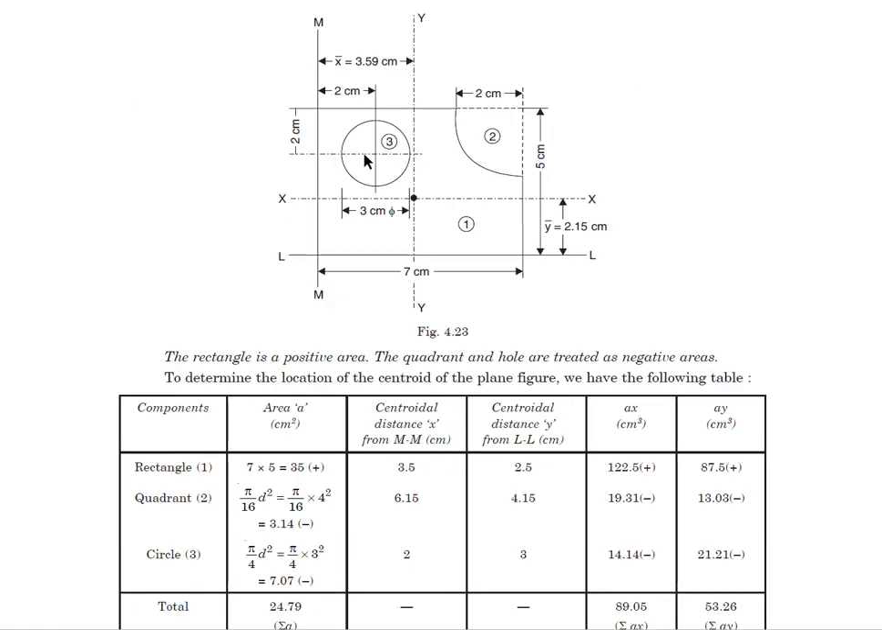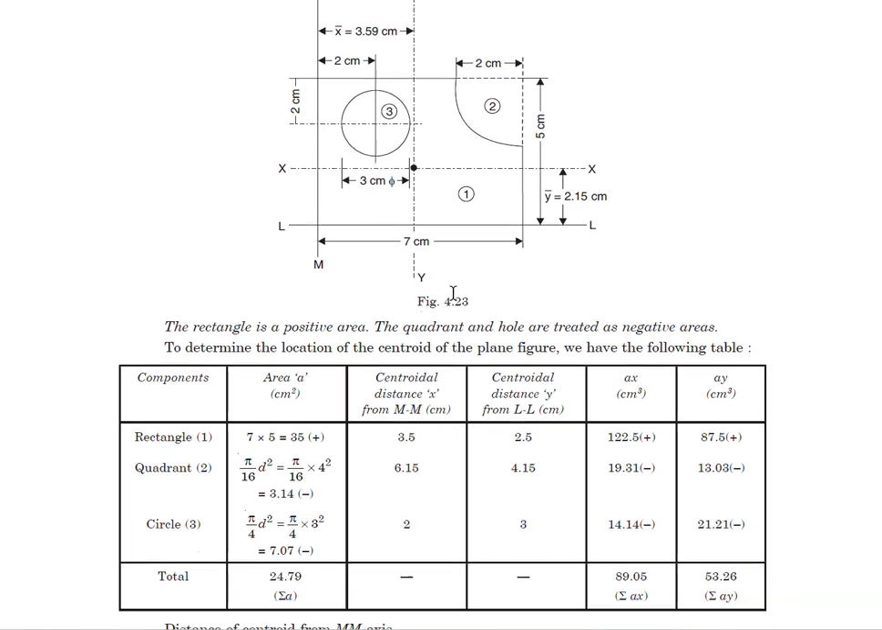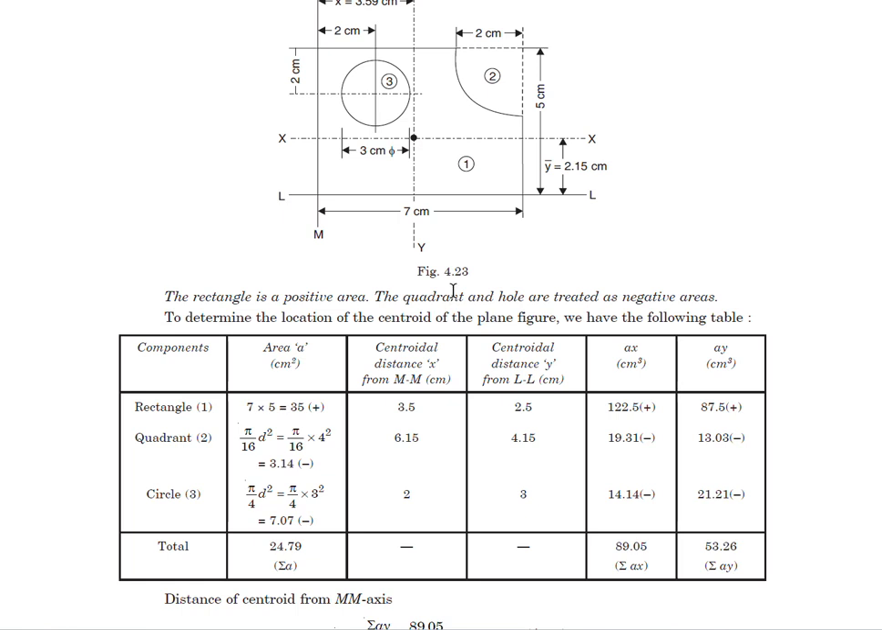Okay, we'll find out the centroid location of this rectangle, and then for the circle we will use a negative sign, and for the circle the location of the centroid is at the center point, we can easily find out. And for this quarter circle, for a semicircle it is 3 r by 4 pi.